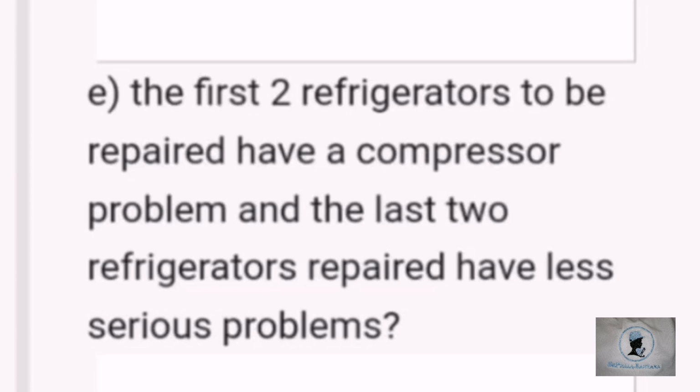It says the first 2 refrigerators to be repaired have a compressor problem, and the last 2 refrigerators repaired have less serious problems. And we have 3 refrigerators that have compressor problems. So of the 3, we will choose 2 and then say times 2 factorial for the first 2 refrigerators, because they told us that the first 2 refrigerators should have compressor problems.